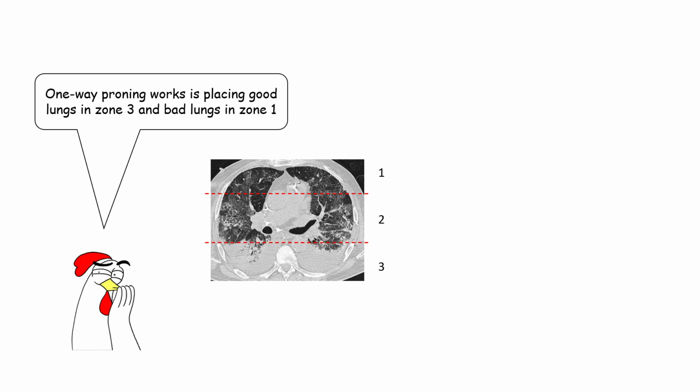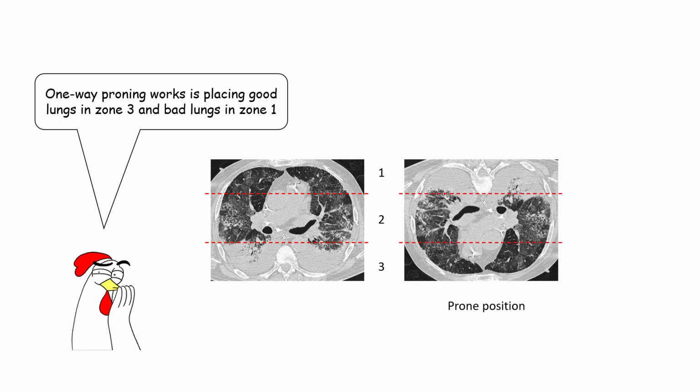One of the ways proning works is by placing the good lungs in zone 3 and bad lungs in zone 1. And thus you can bring the normal looking lungs to the area which are well perfused. Now this is one of the many ways proning works, and we'll talk about how proning helps oxygenation in some other video.